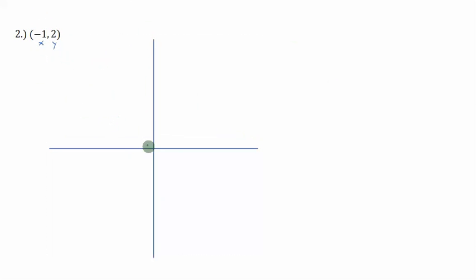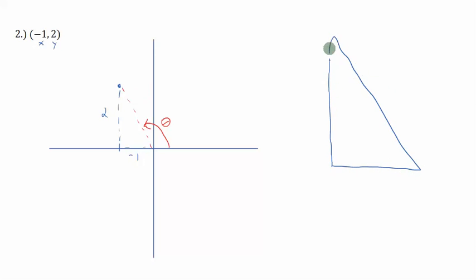So x is -1, so I go left 1 unit and I go up 2 units. So this distance here is -1 and this distance here is 2. And it can be useful to think of this like this. And now what I want is r and theta. So I need to determine my theta value and my r value, which is the length of this hypotenuse. So let's go over here and work on our right triangle that we have in this picture. So we know this is -1, we know this is 2.